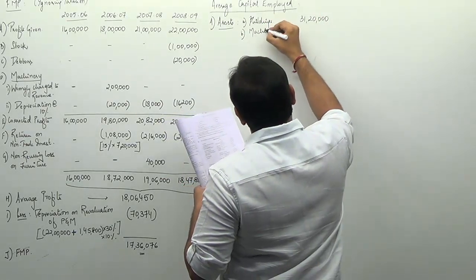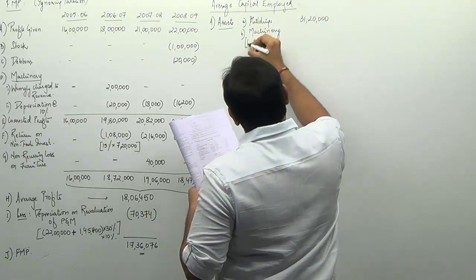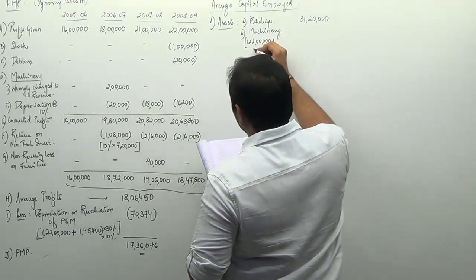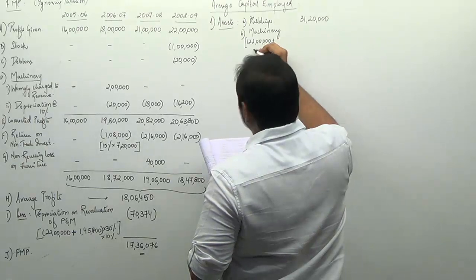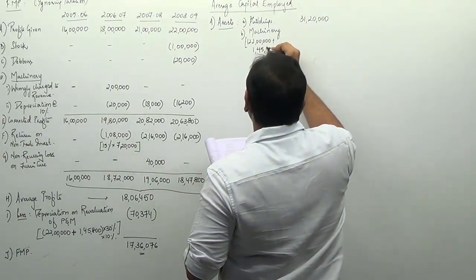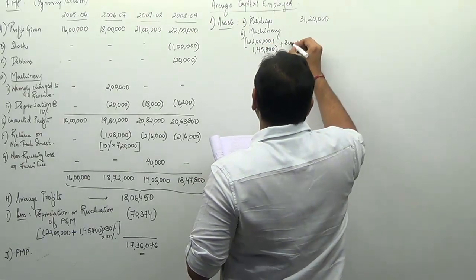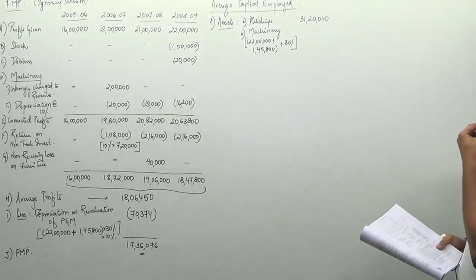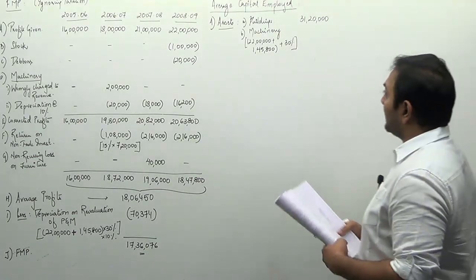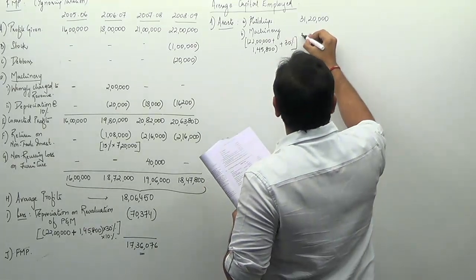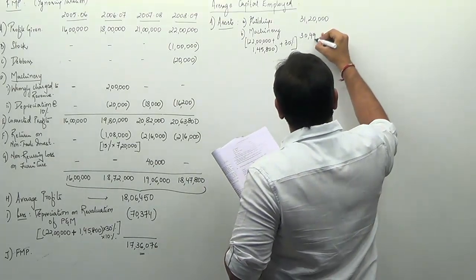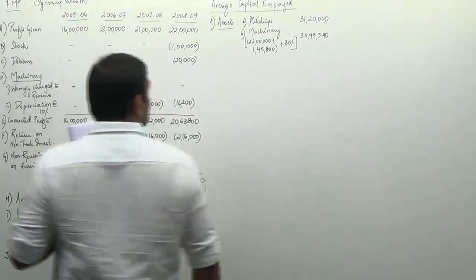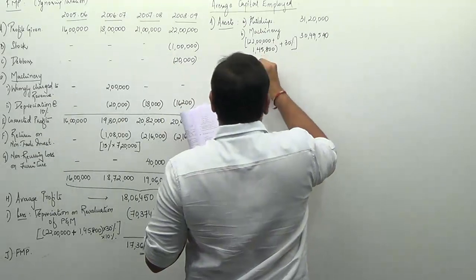Machinery, already existing 22 lakhs plus new, the additional machinery, what we have got, which was wrongly charged revenue earlier, 145,800 plus 30%. Add 30% to that. I guess 30% is some 7 lakhs, 3,740, I guess. 30 lakhs, 49,540. 3049540 is the value of the machinery after the revaluation.